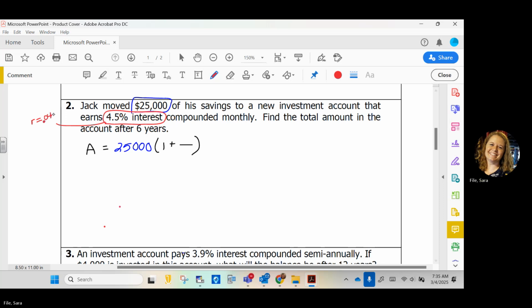0.045. You move the decimal 2 places. If you can't do that in your head or you forget, just divide by 100. Take your percent and divide by 100. It's going to give you the decimal. So 0.045.